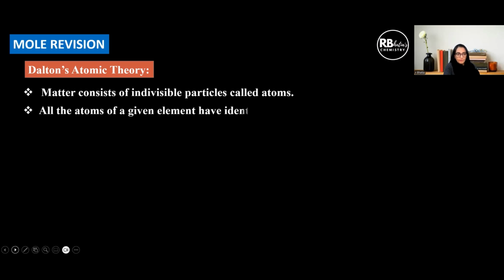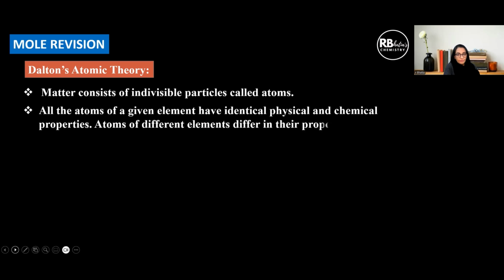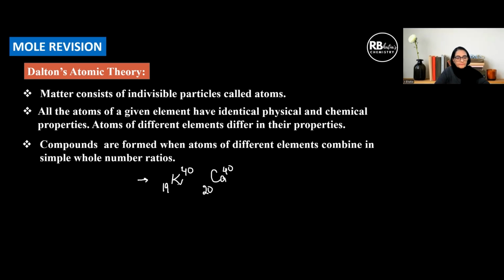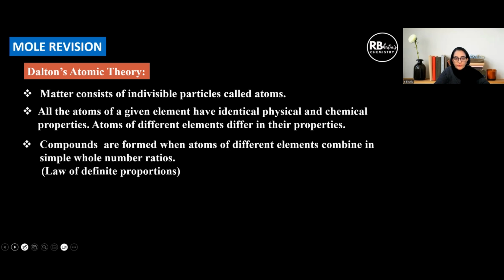The second postulate says all the atoms of a given element have identical physical and chemical properties, but atoms of different elements differ in their properties. The third says compounds are formed when atoms of different elements combine in simple whole number ratios. So this was in accordance with the law of definite proportions.